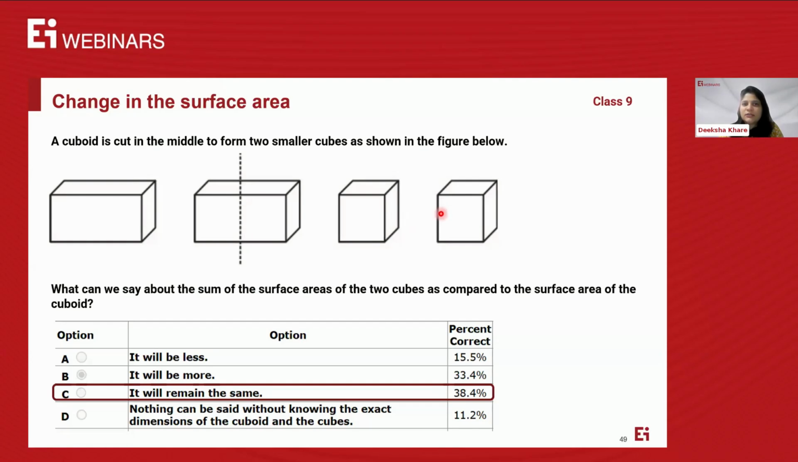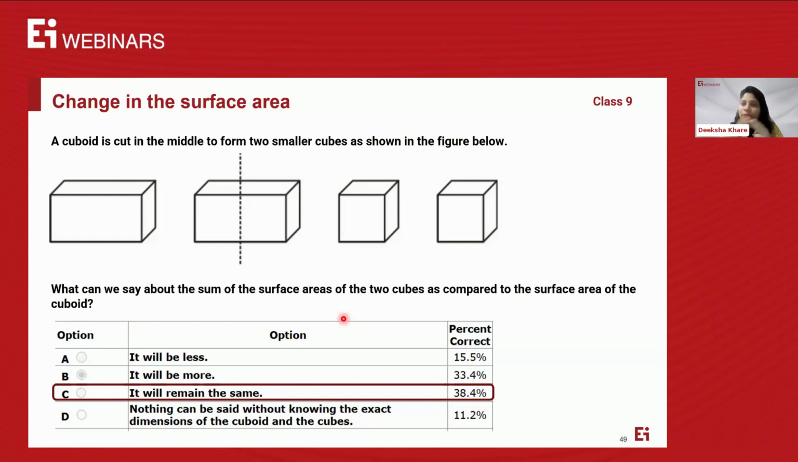That is this surface and this, the one hiding behind. So the surface area will obviously increase. That is, it will be more. Second option. But 38.4% of students think that the sum of the surface area will remain the same. Now, what could have led to this?